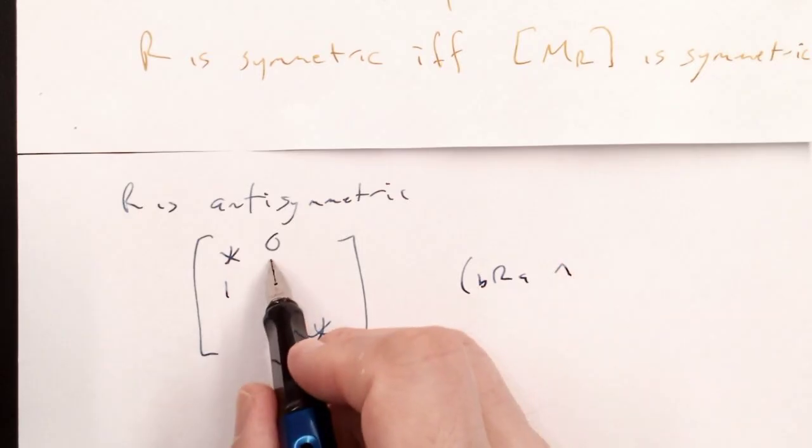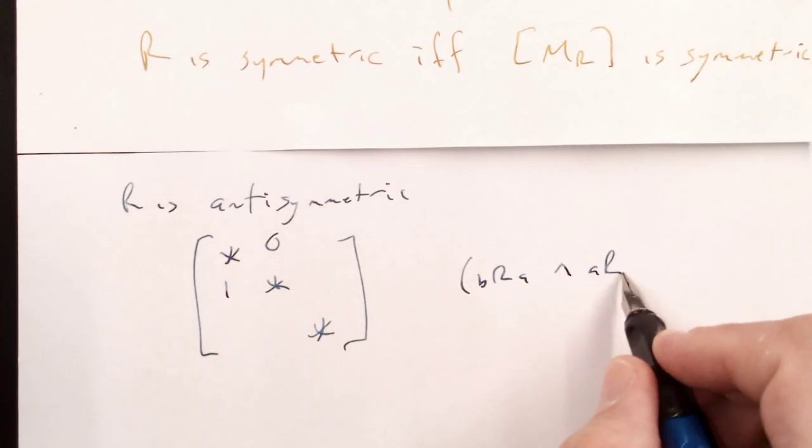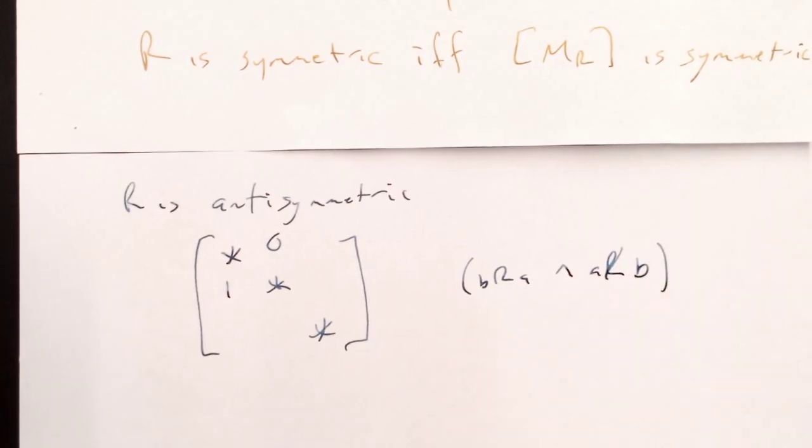But here I have A is not related to B. If both of those were a 1, then A and B would have to be the same thing. And A and B are clearly different things because I put that in the 1, 2 and the 2, 1 spot, right? Second row, first column, first row, second column. I can only have one of those be true at a time. Right?